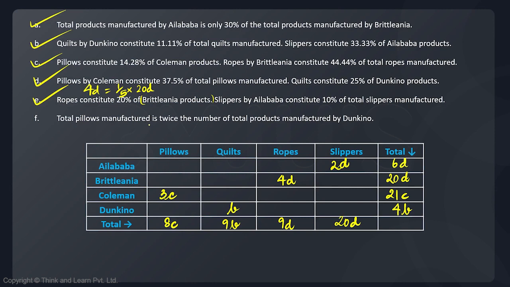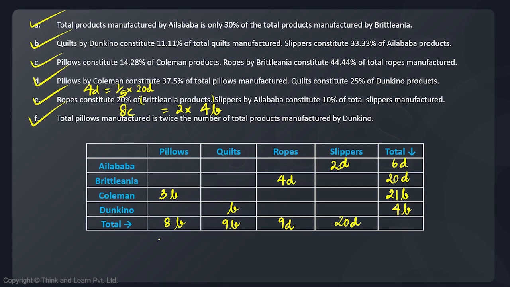Next, total pillows manufactured. Total pillows manufactured is 8C. This is twice the number of total products manufactured by D, which is equal to 4B. So from here we can say that C and B are going to be the same. So I will convert C into B. I will replace C and write B instead of that. So wherever C is there, let's convert it into B. So done with this statement as well.